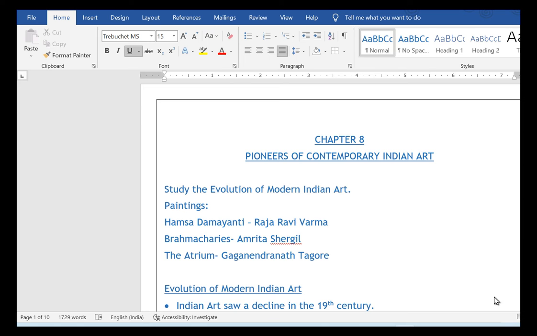Today we are doing chapter 8 from painting. This is for the secondary class. The chapter is Pioneers of Contemporary Indian Art. In this chapter, we are going to study the evolution of modern Indian art, and we are going to see 3 paintings. The first one is Hamsa Damayanti by Ravi Varma. Then we have Brahmacaris by Amrita Sher-Gil. We have the Atrium by Gaganindranath Tagore.